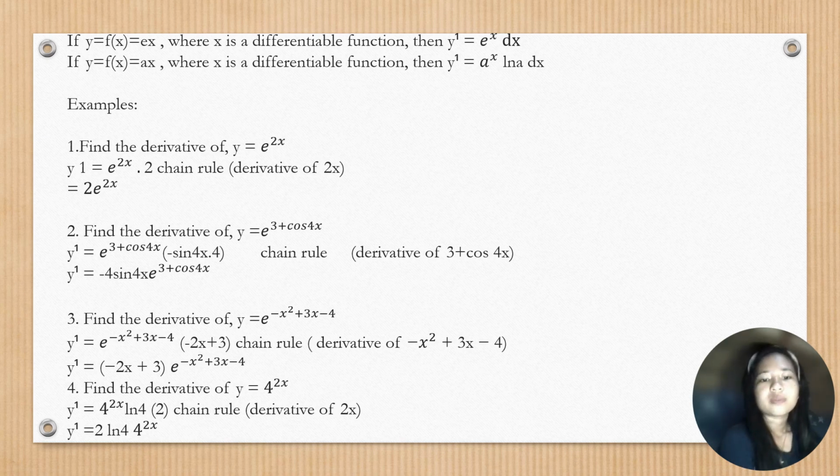So number 4, find the derivative of y is equal to 4 raised to the power of 2x. So y prime is equal to 4 raised to the power of 2x times ln 4 times 2, because the derivative of 2x is 2. So we will get 2 ln 4 times 4 raised to the power of 2x. I hope you understand, because it is easy differentiation.